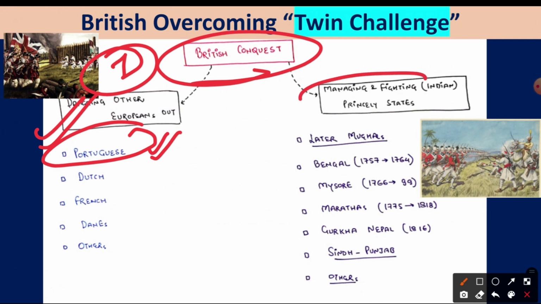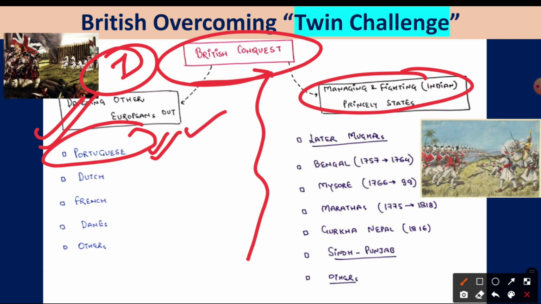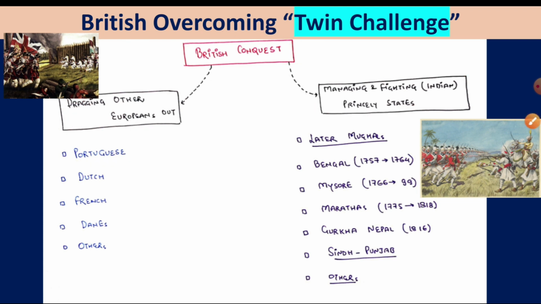Along with that, there were many Indian powers also there. For example, the Mughals were there. Then the later Mughals came, then some regional powers, Bengal, Mysore, Maratha, and so on. So the British had to overcome them, and how they did it, how the British conquered India, that will be the theme of our first theme.